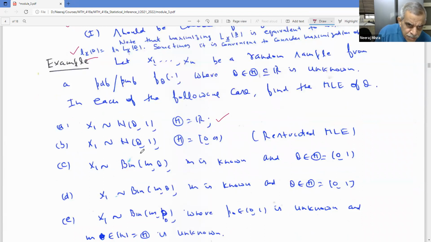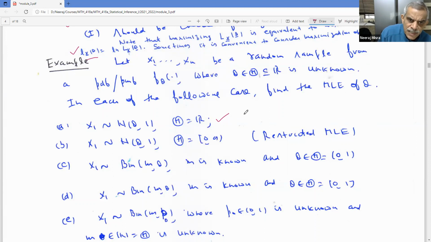Now, at this point, you might not have it, because here your parameter space is restrictive, which is theta between 0 and infinity. So what does that mean? That means I have to look at a supremum over this. And I know that the maximum would be attained only at an interior point or at the boundary.